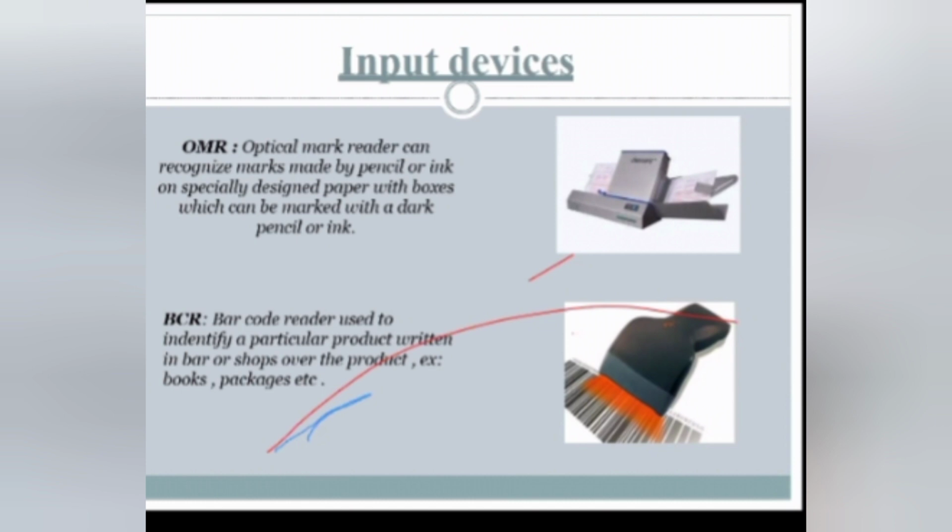The next one we have is the barcode reader, that is BCR. In every supermarket, everywhere you will see barcode readers, like DMart, Reliance Mart, everywhere. When you go for billing, on that bill you will see the barcode. That is the best example for a barcode reader.